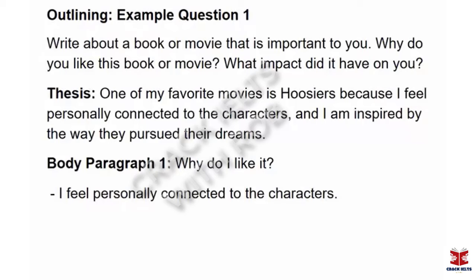I grew up in a very similar place as the characters in this movie. It's all about a high school basketball team from a very small school that went on to beat a lot of much larger schools in the state tournament. I used to play basketball, and I used to live in a small town in the same place as you see in the movie.